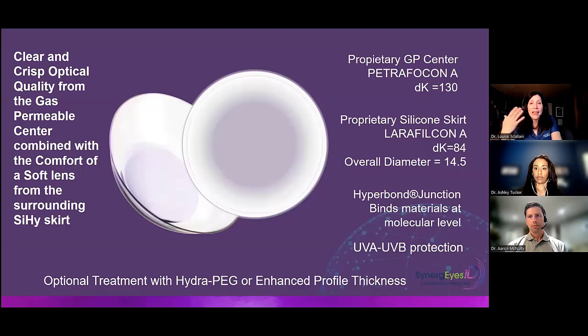First of all, like Duet, it is made of the same material. The gas permeable center has a high DK. It has a silicone skirt, has the same overall diameter, and it still has those hyperbond junctions that bind the GP and the silicone hydrogel together. So it's a very stable and sturdy lens. It also has UVA and UV protection. So that's how it is like the Duet lens.